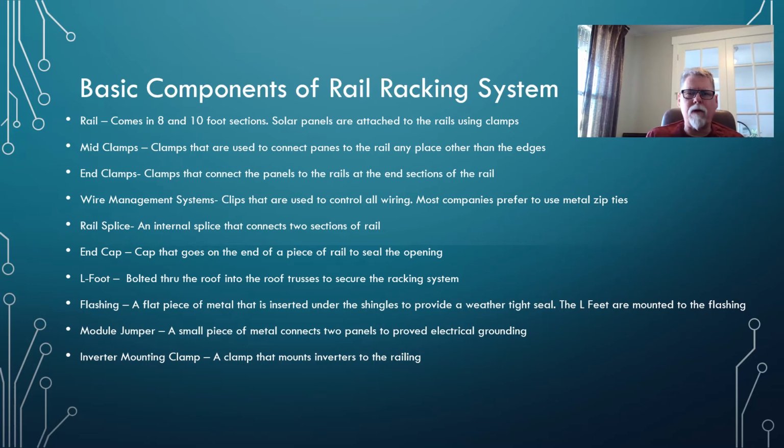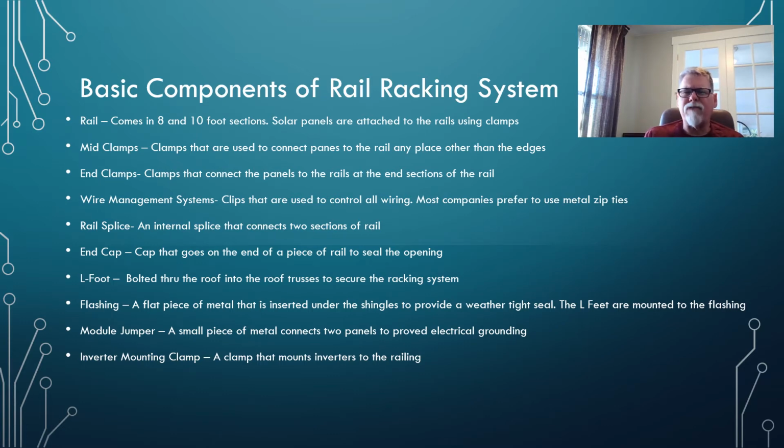They come in lengths generally between 8 and 10 feet. They're an extruded aluminum, and they generally come in two different colors, usually silver or black. And in most cases, black is actually more expensive than silver, so the majority of installations are actually done with silver railing and silver mounts and brackets. You have clamps. You have mid clamps and end clamps. These basically are what attach the panels to the railing system. They're adjustable, and they can be tightened or loosened as needed.